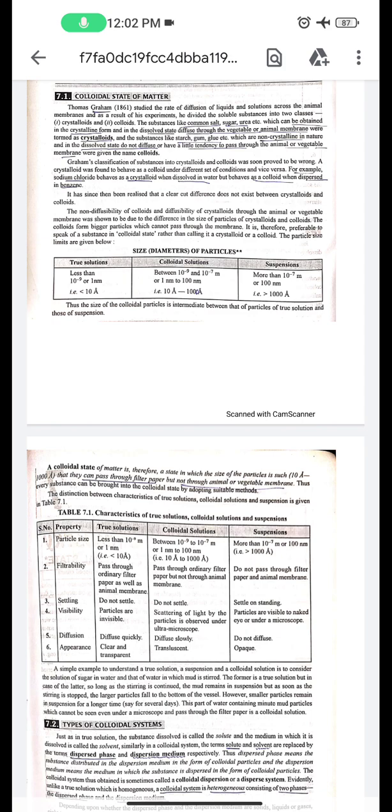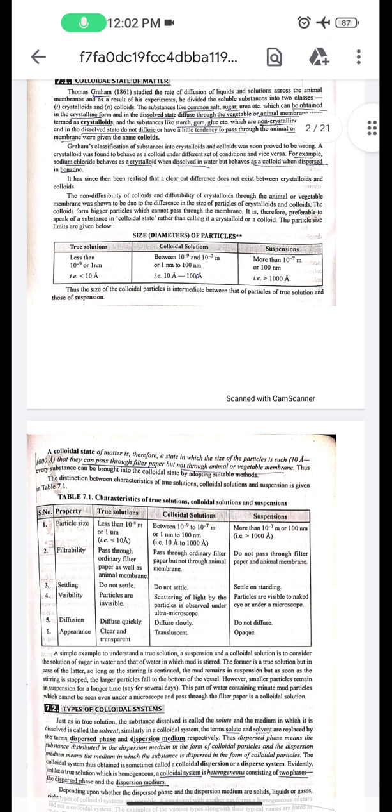Size and diameters of particles. True solution: less than 10 raised to power minus 9 meter, or 1 nanometer. Colloidal solutions: between 10 raised to power minus 9 and 10 raised to power minus 7 meter, or 1 nanometer to 100 nanometer, that is 10 angstroms to 1000 angstroms. Suspensions: more than 10 raised to power minus 7 meter or 100 nanometer, that is greater than 1000 angstroms.